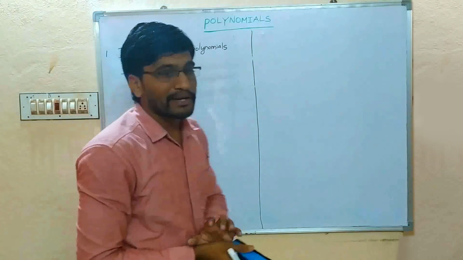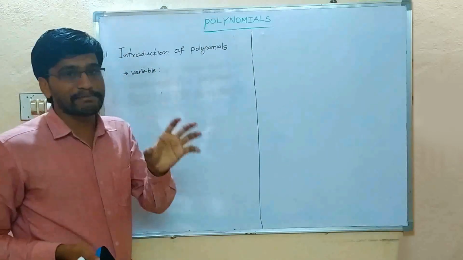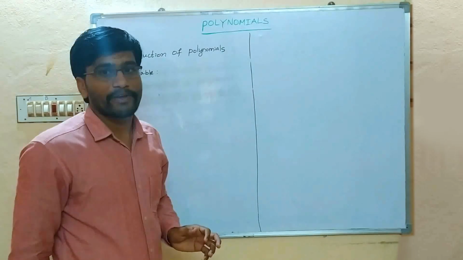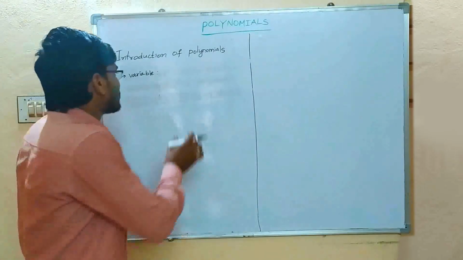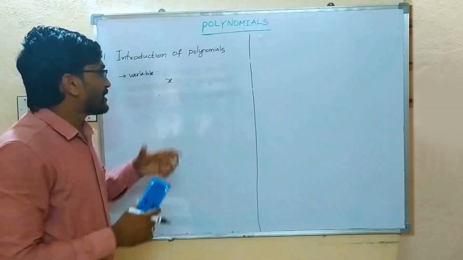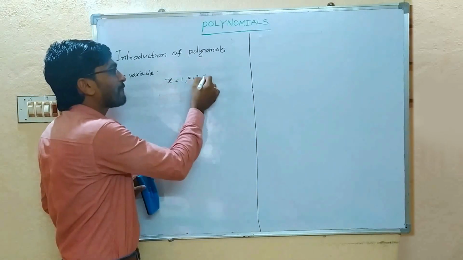Variable is nothing but a symbol which can take various numerical values. A symbol which can take various numerical values is called a variable. So see, I want to take a symbol x. So x is the symbol. So in place of x we can give 1, 2, 3, 4 like that.